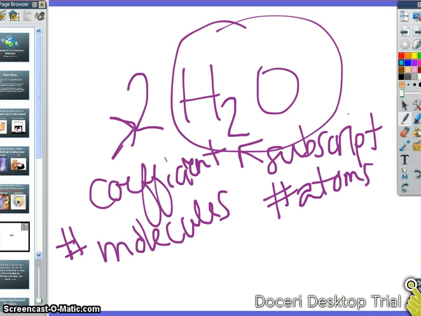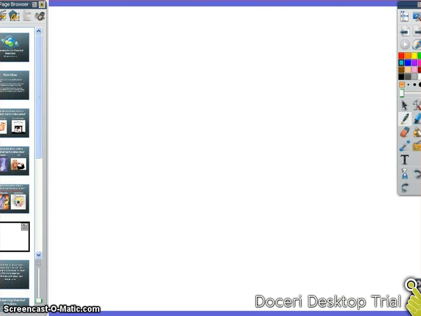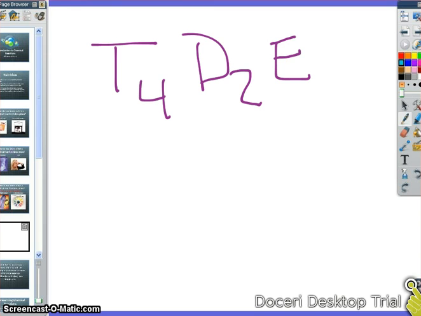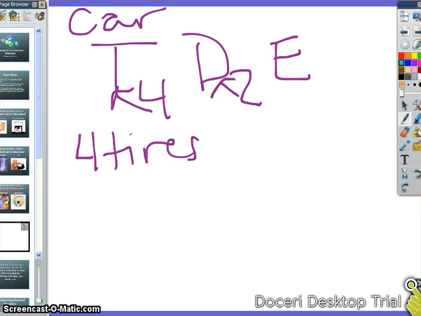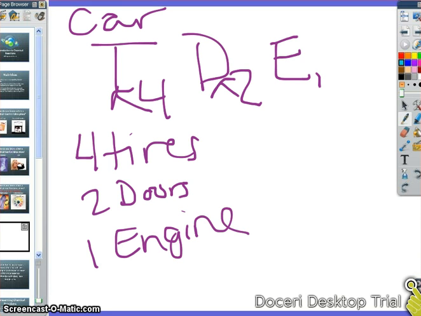Okay, so here is a great example I want you to write down before we go any further. Okay, here's how you remember what all these numbers tell us, the subscripts. Let's relate this to a car: you're going to have 4 tires. Okay, you could have 2 doors. And you're going to have 1 engine. Okay, so that's how we know what the subscript means.